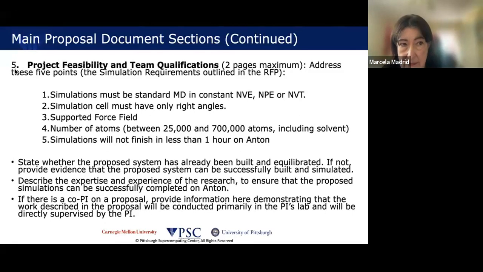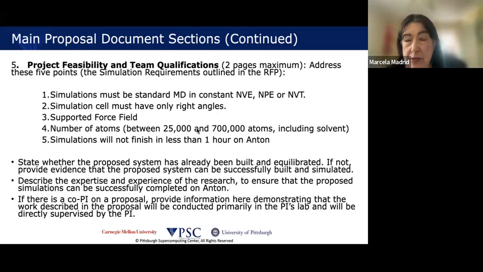There is a 5th section that is mandatory to include in the proposal, which is the project feasibility and team qualifications. Under project feasibility, we mean that the proposed system fulfills the conditions that we are outlining in the RFP, which are: the simulations must be standard MD in constant NVE, constant NPT, or constant NVT. The simulation cell must have only right angles. The simulations should propose to use a force field that is supported. The number of atoms is within what Anton 2 can handle.